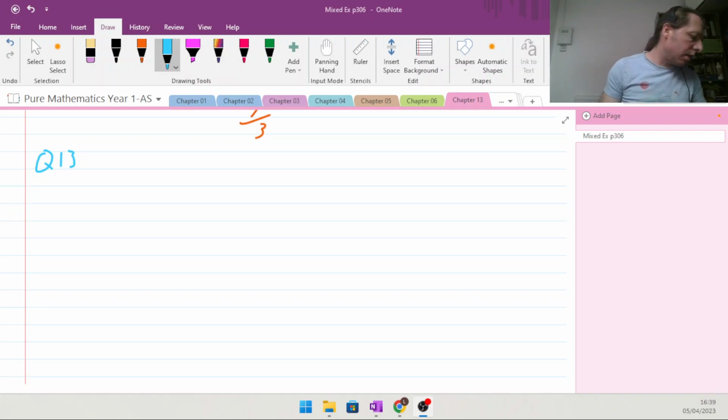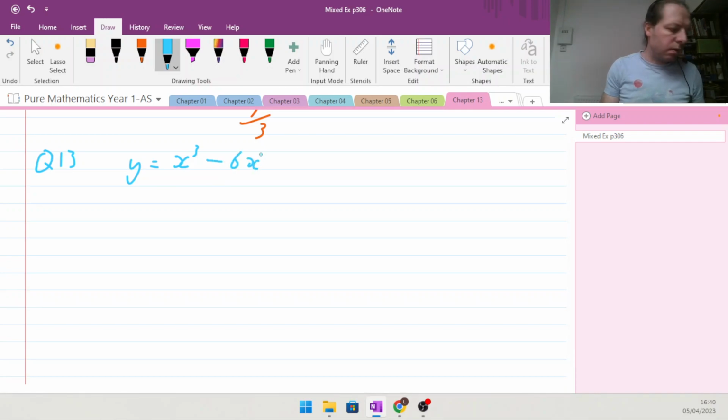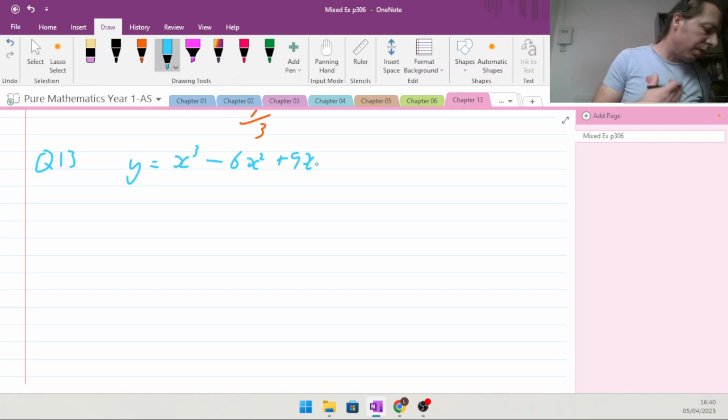Okay, question 13 then. Diagram shows part of the curve with an equation of y equals x cubed minus 6x squared plus 9x. The curve touches the x-axis at A, has a local minimum at B, and a local maximum. Show that the equation of the curve may be written as y equals x (x minus 3) squared, and hence write down the coordinates of A.